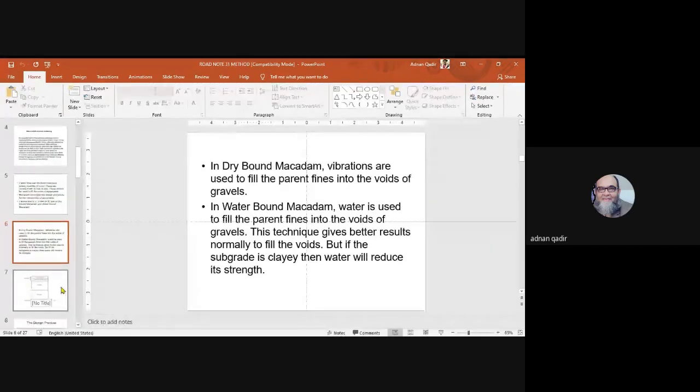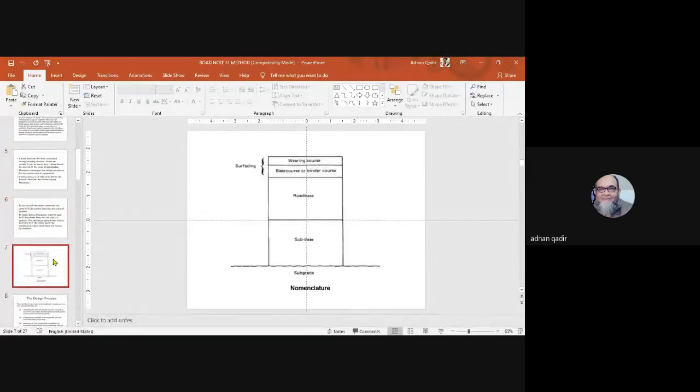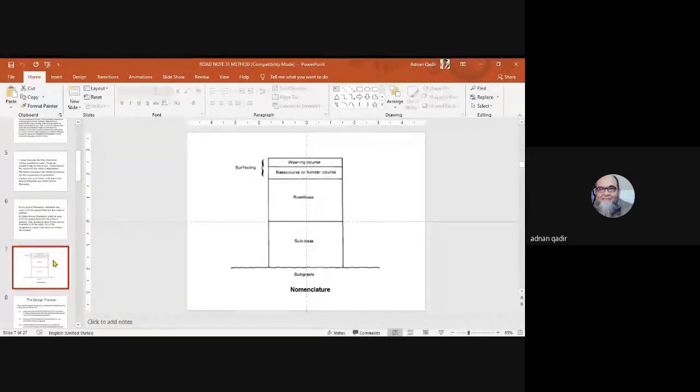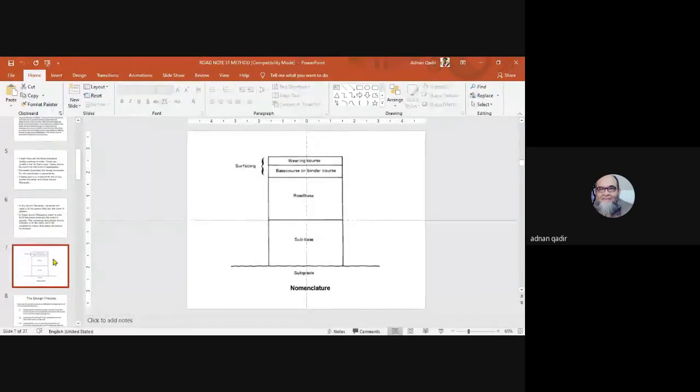Now, if you look at the basic section, you know that in asphalt there is a surfacing, that is a wearing course and base course. The road base we usually call crush aggregate base. The sub base we call granular sub base, and then the subgrade.